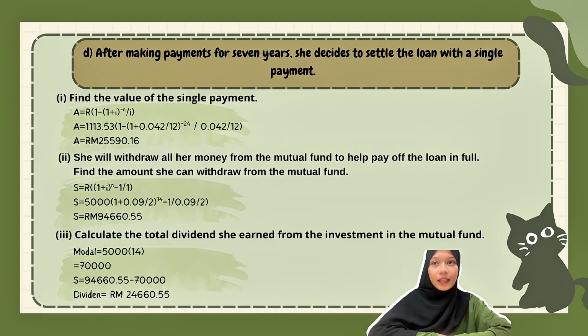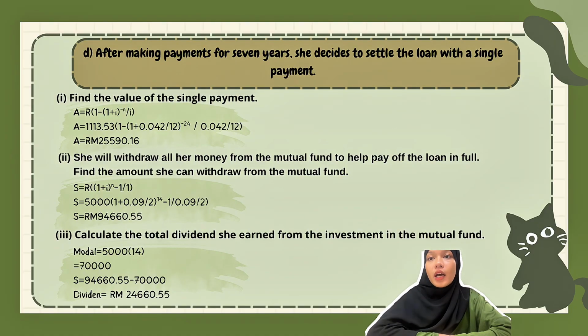My name is Aina Izzati and I will answer the last question, question 2D. So, the question asks, after making payment for 7 years, she decided to settle the loan with a single payment. At first, we need to calculate A by using the formula A equals R, where R is the monthly repayment, times (1 minus (1 plus i), where i is the monthly interest rate, to the power of negative n, where n is the remaining number of months) divided by i.